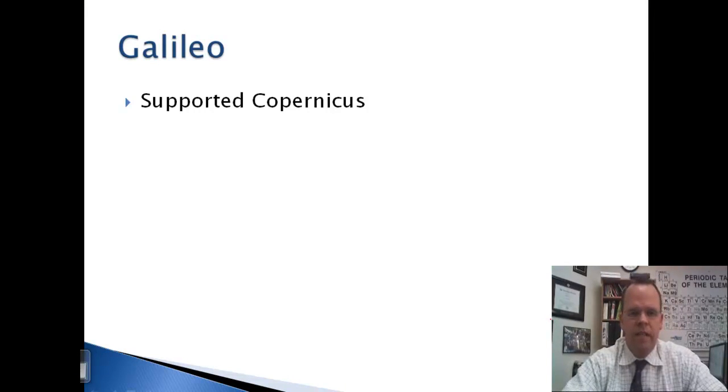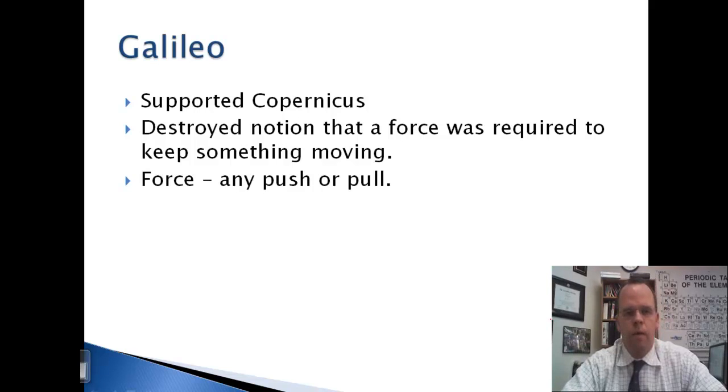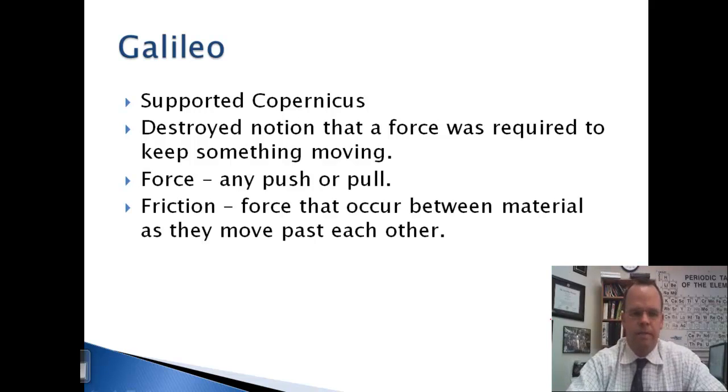Galileo supported Copernicus' idea that everything revolved around the sun. He also got rid of the notion that force was required to keep something moving. This is where we'll see Newton's first law. Let's describe a force as any push or pull on an object, and we'll go into a lot more detail later in this chapter about all the different types of forces. The reason we commonly see things coming to a stop is because of a force that is being applied, and that force a lot of times is friction.